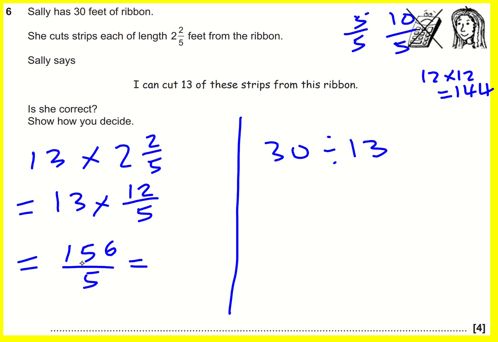Okay, now what? Probably there's a few ways I could do this. I could do a short division, but I'm going to double both. So that's going to become 312 divided by 10. And therefore I can see, I just need to simplify this. It's going to be 31.2 feet.